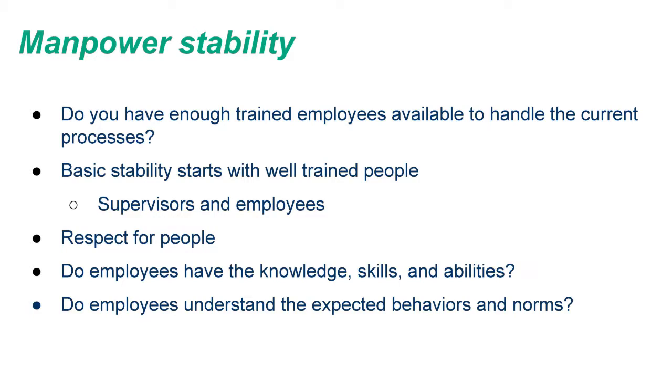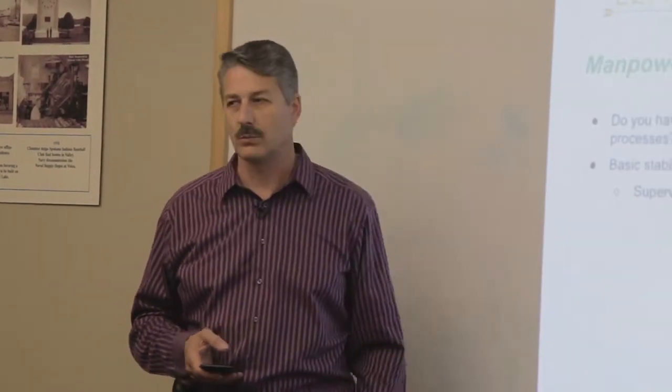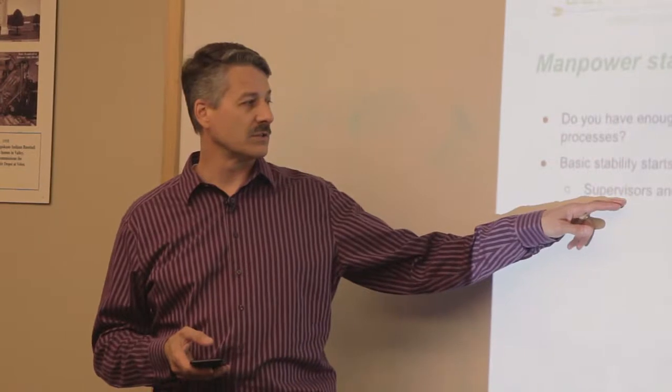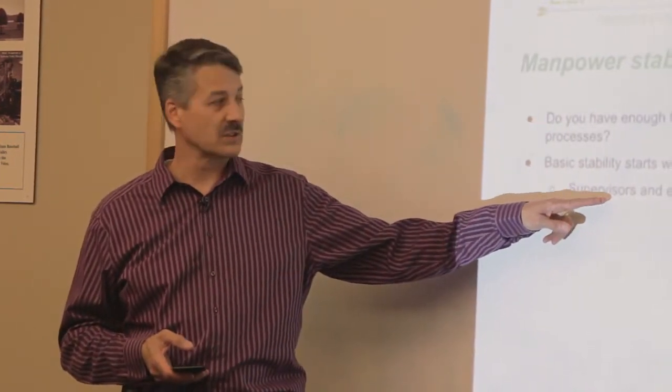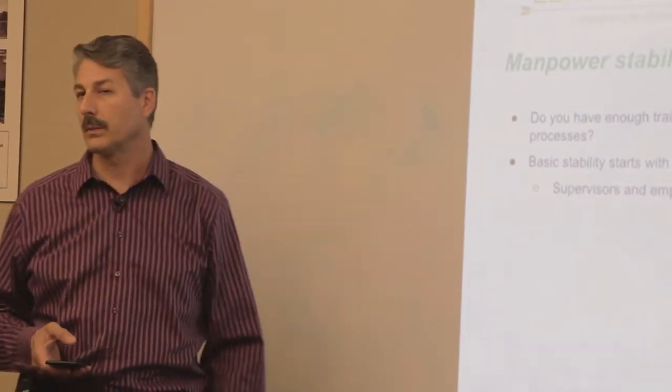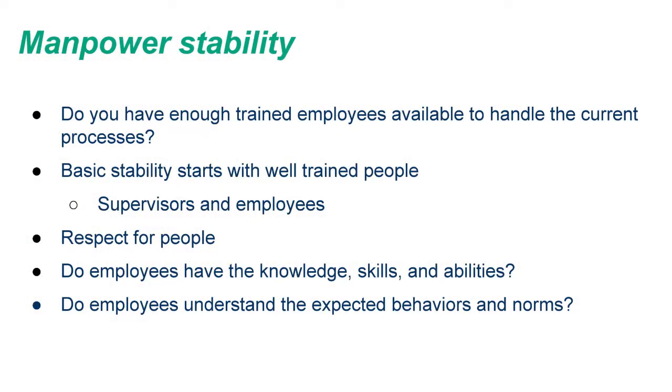So manpower stability, the first one. We had the question, do you have enough trained employees available to handle the current processes? Basic stability starts with well-trained people. And it really is all about people there. And that's not just the employees, supervisors as well. Supervisor, manager is a specific job and task and is a different skill set than actually performing the work. All right, respect for people, which is one of the pillars of lean.